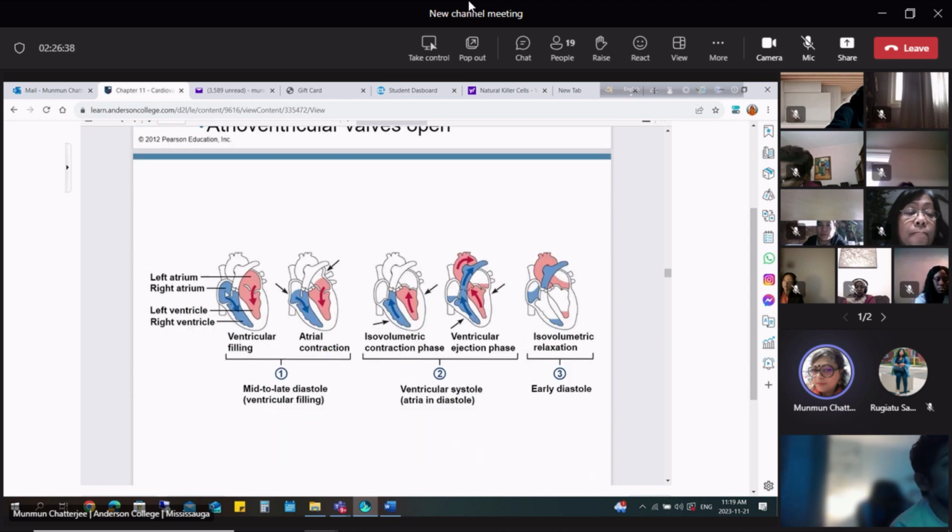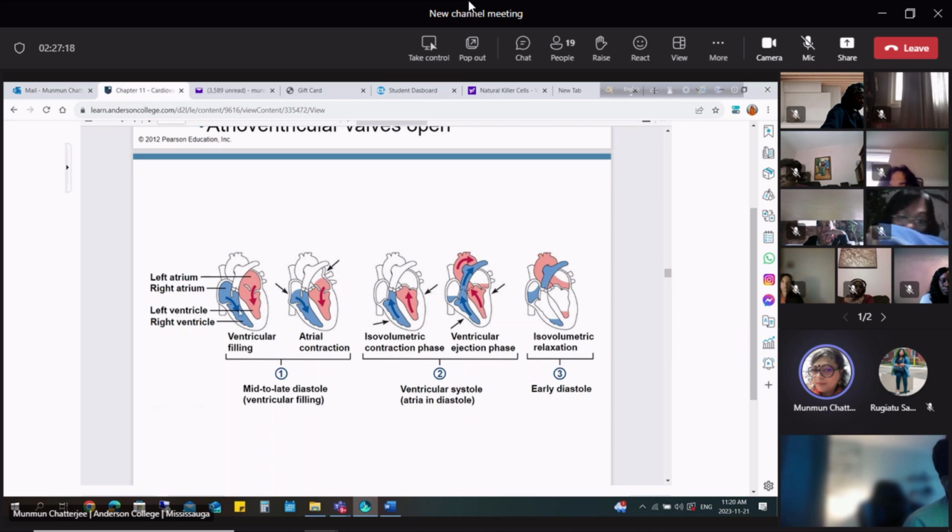So how does it work? Blood comes here through the tricuspid valve, and then goes to the lungs. When this atrium contracts, the tricuspid valve opens and the blood goes into the right ventricle. When the blood is in there, the ventricle starts to generate pressure, then the tricuspid valve closes.